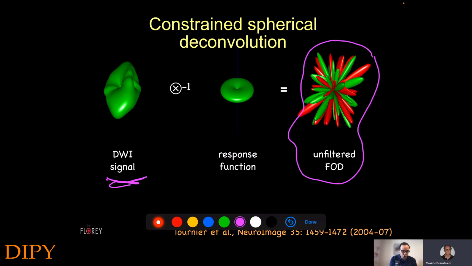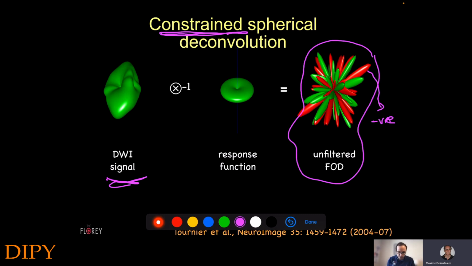So if we don't do the constrained version, hence the acronym CSD for constrained spherical deconvolution. If we do the unfiltered version, this is just a catastrophe. Everything here in red is actually a negative number on the sphere. So this is not physical. And we see tons of green peaks that are just noise.